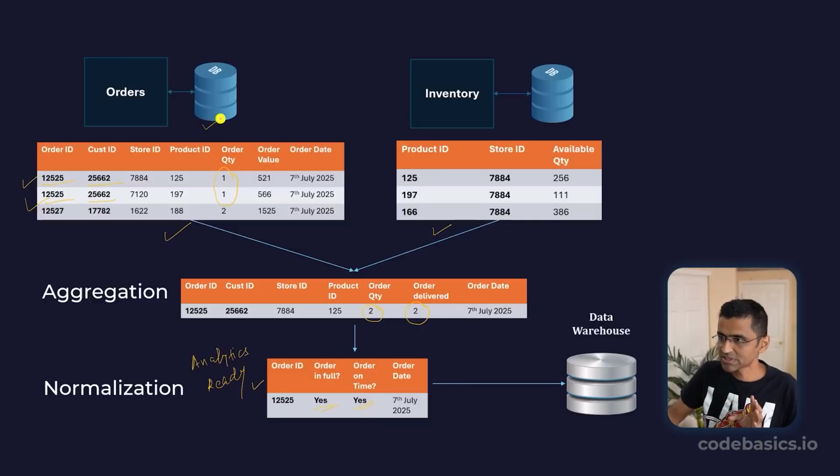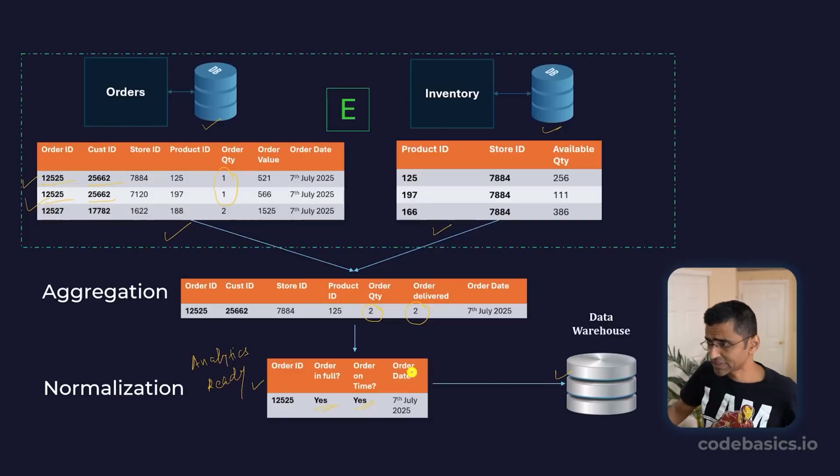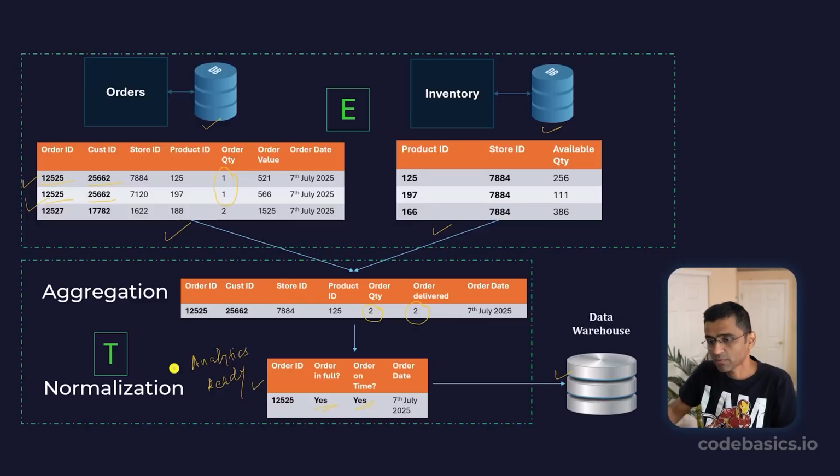So this database is different, and this data warehouse is mainly used for analytics ready data. Now, the steps that we perform there, the first step is called extract. In order to prepare analytics ready data, you perform an extraction process from your transactional databases. Then you perform transformation.